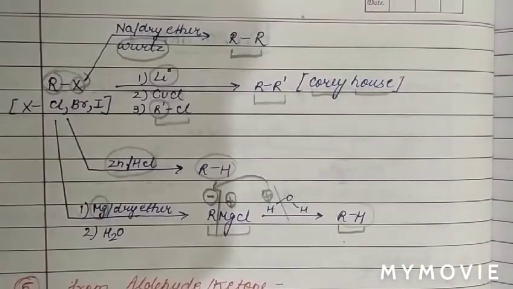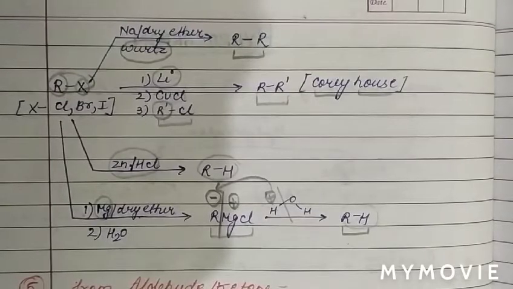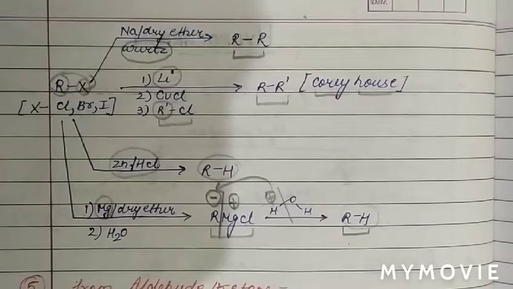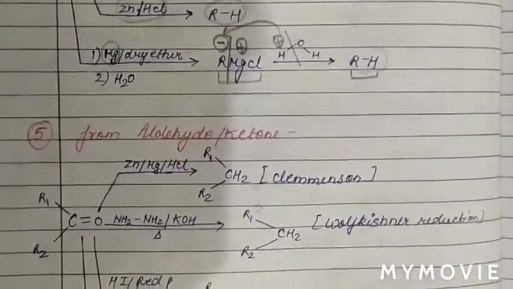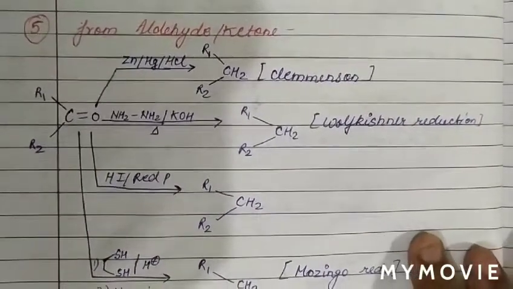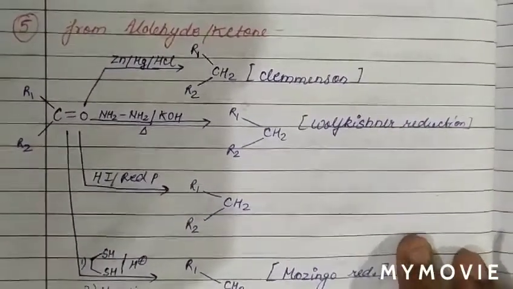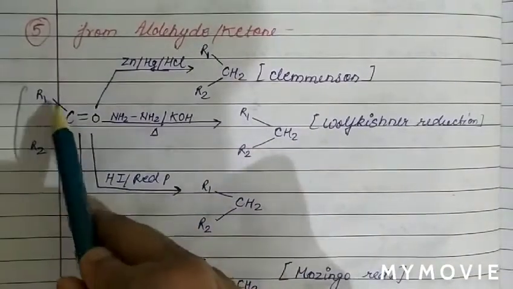Now see the next preparation. So we have prepared the alkane from alkene. Then we have prepared the alkane from alkyl halide. Now we are going to prepare alkane from aldehyde and ketone. See, so this is ketone, R C double bond O R.